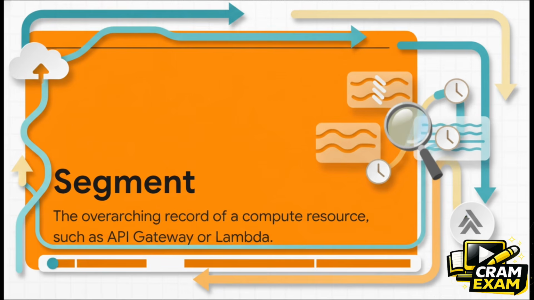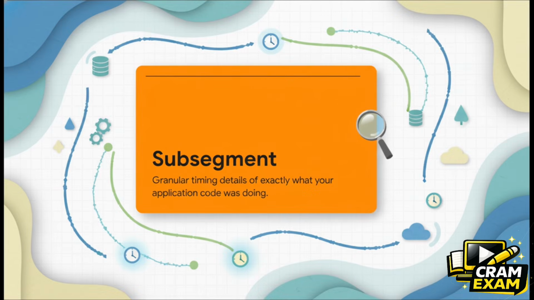But a segment alone doesn't tell you why it took 5 seconds. For that deeper why, you need the subsegment. Subsegments give you the granular, line-by-line timing details of exactly what your application code was actually doing under the hood. When your Python code pauses to make a database query, the AWS X-Ray SDK wraps that specific action in a subsegment, peeling back the layers to reveal the true hidden timing details beneath the surface.